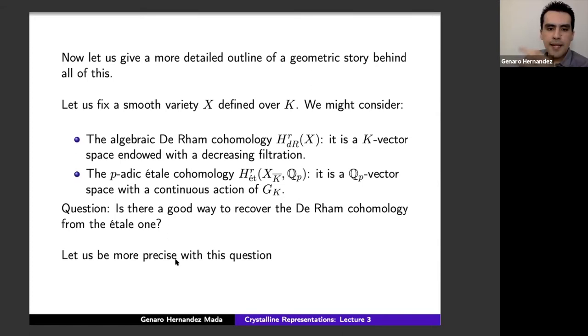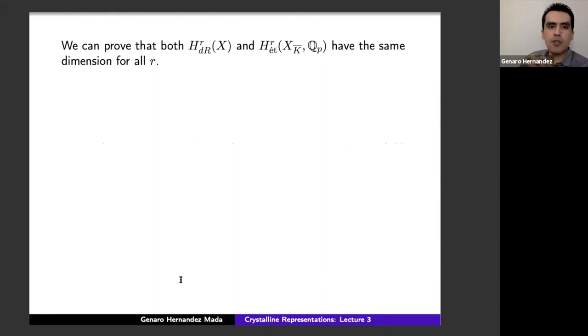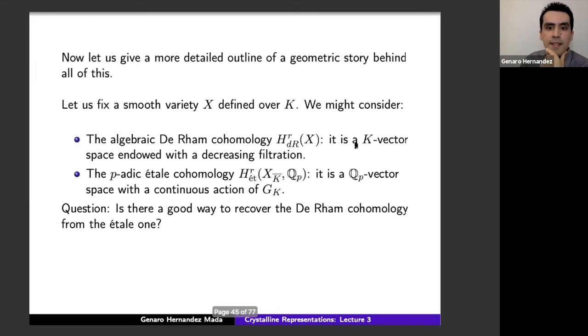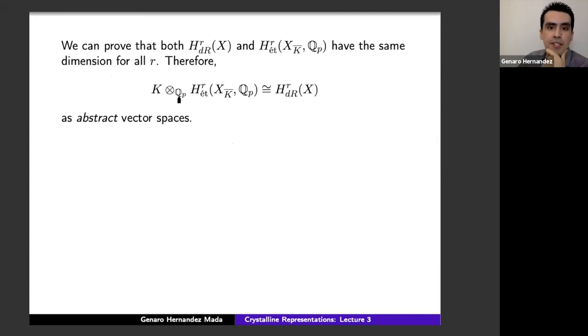Let me be more precise with that, because it can actually be proved in relatively simple terms that both of these spaces have the same dimension. So the de Rham cohomology is a K-vector space, it has a dimension over K. And this is a Q_p-vector space, it has a dimension over Q_p. And as I said, it can be proved in relatively simple terms that they have the same dimension. So we might make this extension of scalars, and they will be, of course, isomorphic as abstract K-vector spaces, right?